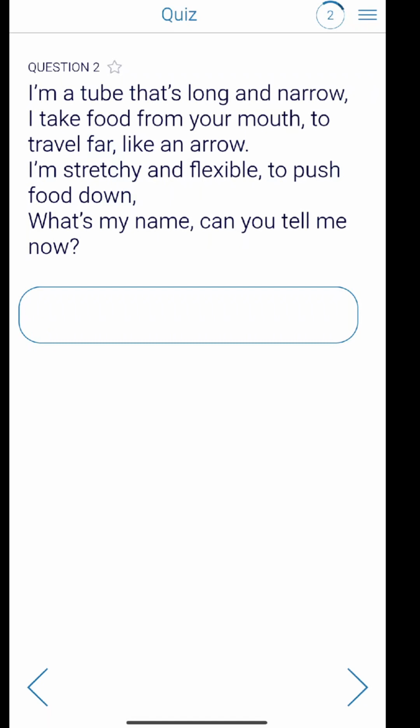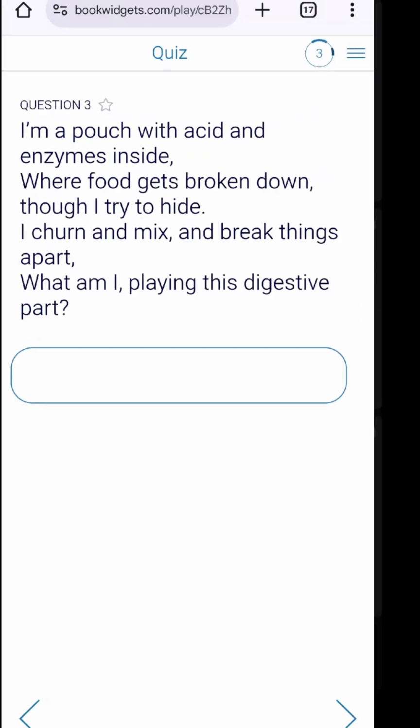That is esophagus. Next, I'm a pouch with acid and enzymes inside, where food gets broken down. Though I try to hide, I churn and mix and break things apart. What am I? Playing this digestive part. Yes, Miss Bimayra May, what is your answer? It's our stomach, ma'am. Very good. That is our stomach. Next.